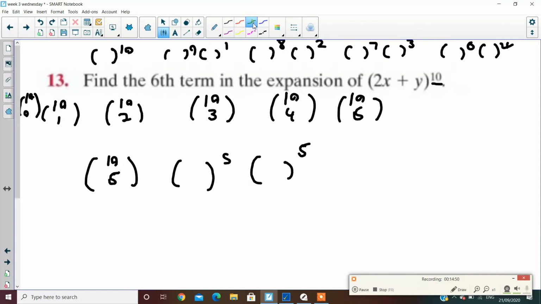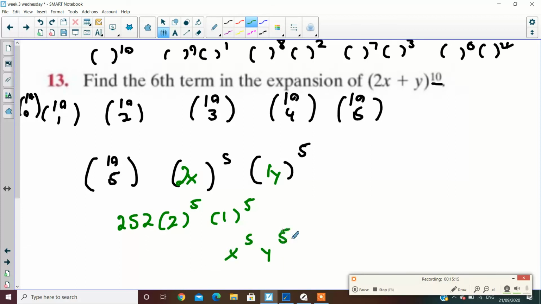Now what do I have to slot in here and here? Stay put for a minute, guys. What do I have to slot in here and here? 2x and 1y. So how do I finally get this done? What's 10C5 in the calculator? 252 multiplied by 2 to the power of 5 multiplied by 1 to the power of 5. And what do I get for that? That's going to be x^5 y^5. 8,000 and something. Yeah, and I'm done. So that's quicker than the ones we were doing earlier, isn't it?